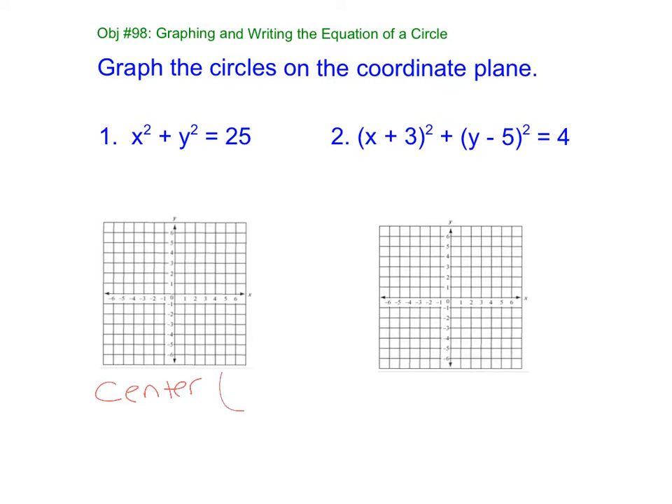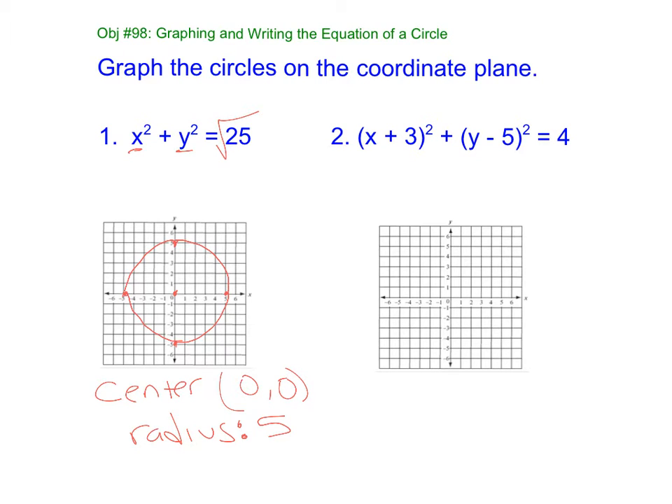So for the center, you're supposed to look for the parentheses, but there are no parentheses. So this is 0, 0 as my center. We're just going around the origin. And remember, your radius is the square root of the number that's by itself. The square root of 25 is 5. So I'm going to go to 0, 0 as my center, my origin. From there, we go right 5, up 5, left 5, and down 5. So those are all 5 units away. And then I draw a nice curve and I make a nice pretty circle.